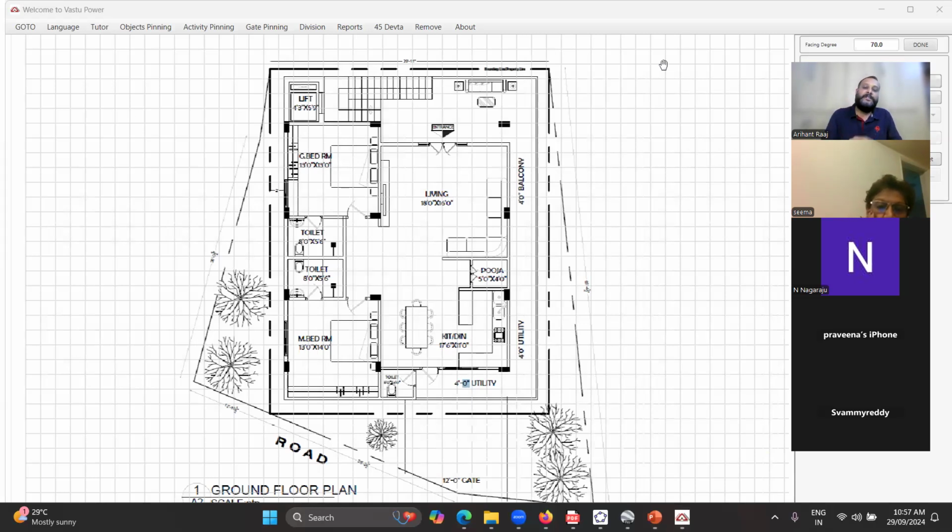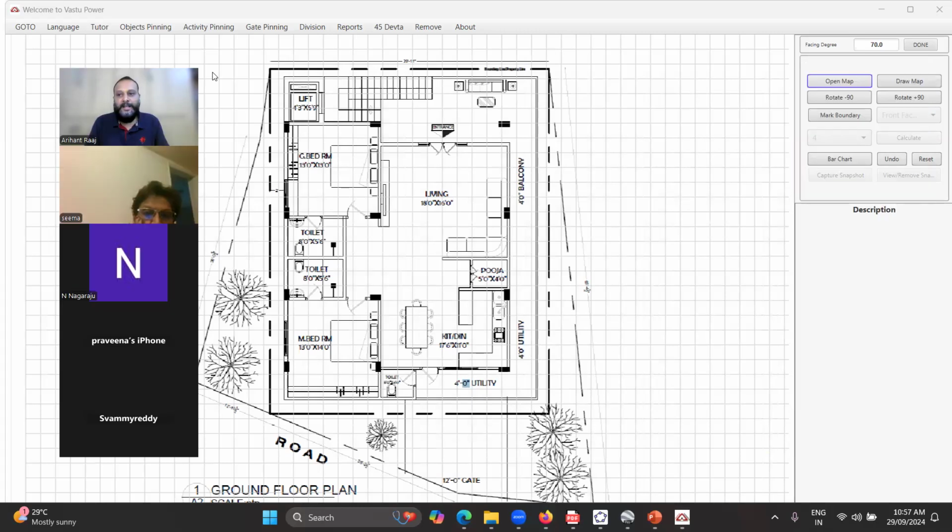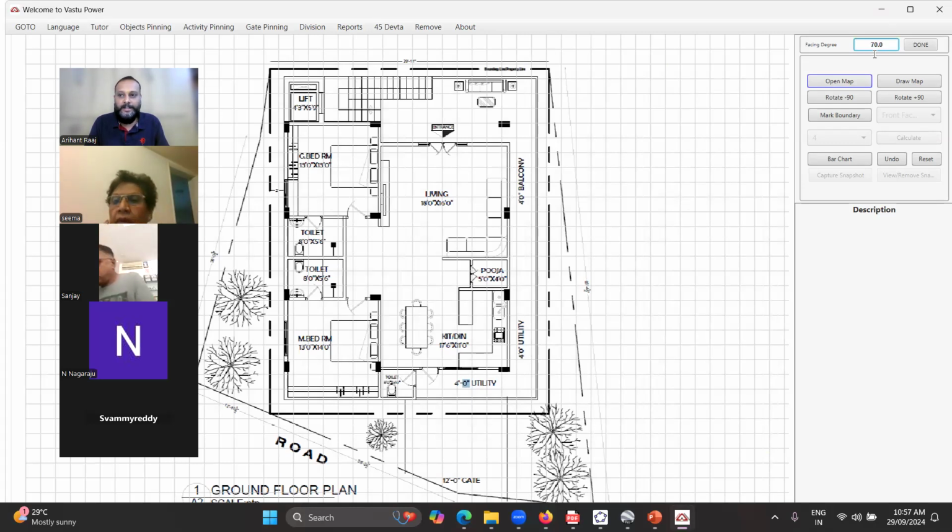So let's assume this is the plan, and in this plan I've taken the compass degree. The degree is 70 degrees. Can you see here? 70 degrees, on the top right-hand side, highlighted here. Okay, so 70 degrees.